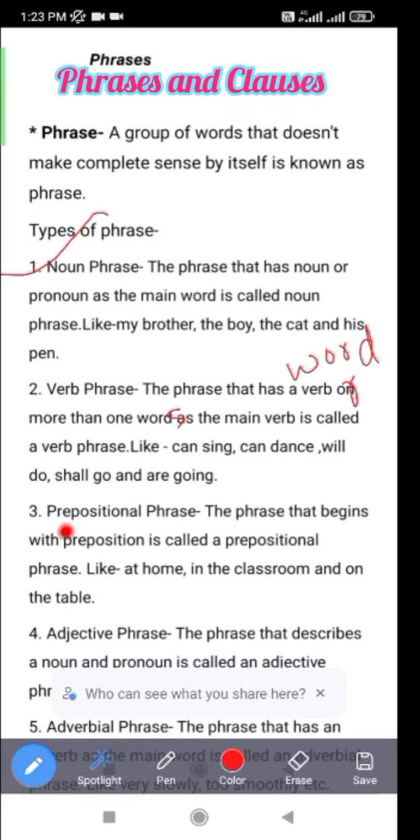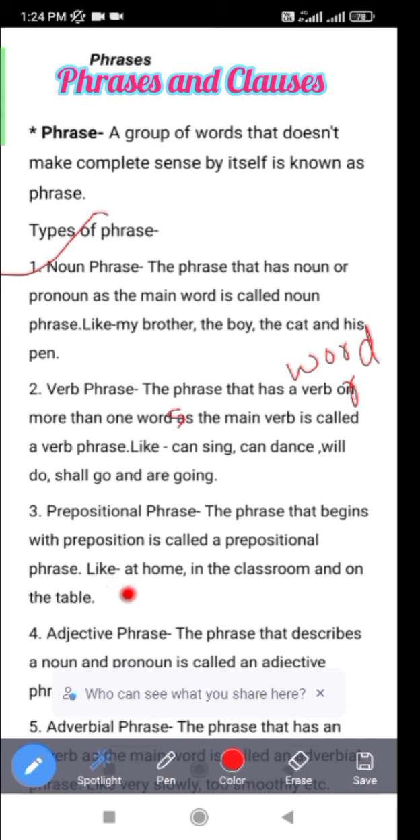The next we have is the prepositional phrase. What is a prepositional phrase? The phrase that begins with a preposition is called a prepositional phrase. Very easy. The group of words that begins with a preposition will be known as a prepositional phrase. Like at home, at is a preposition, right? We have already studied that.